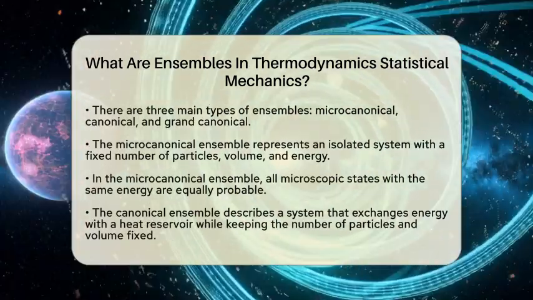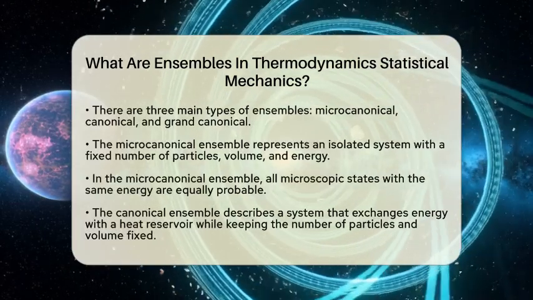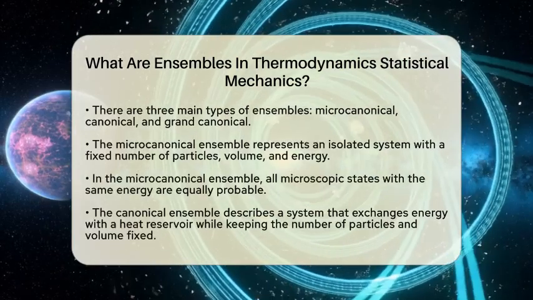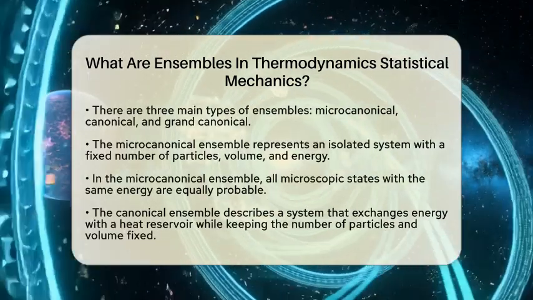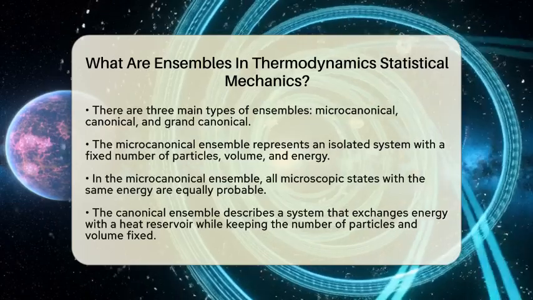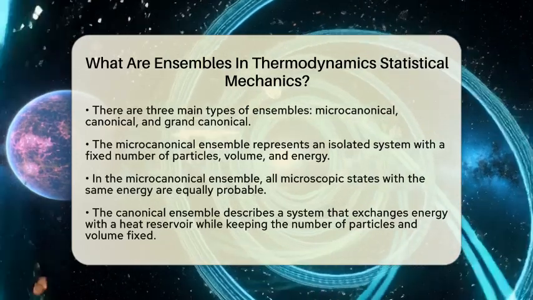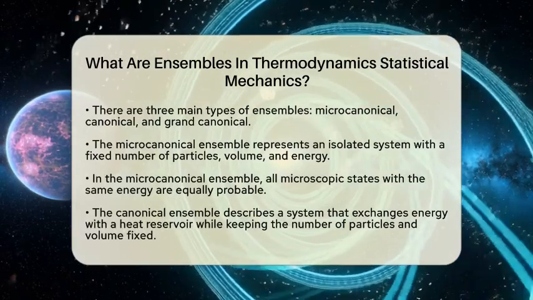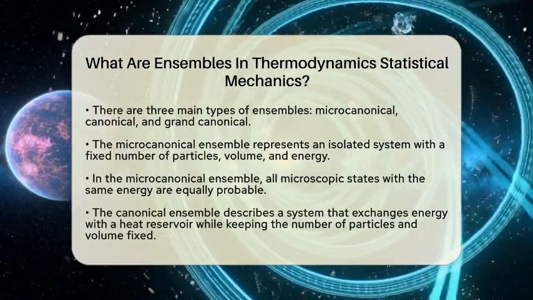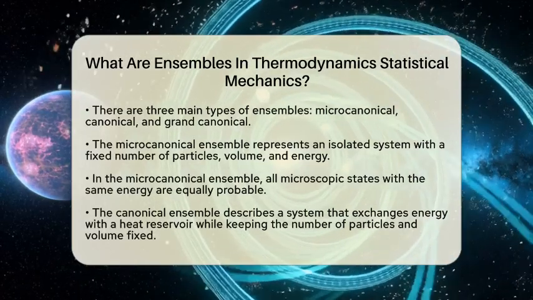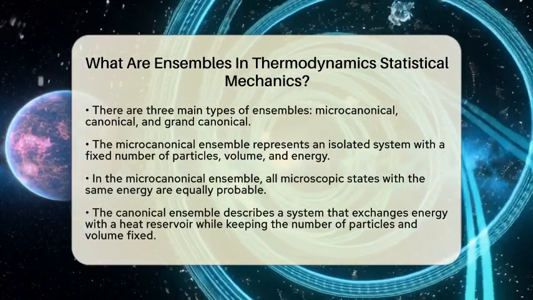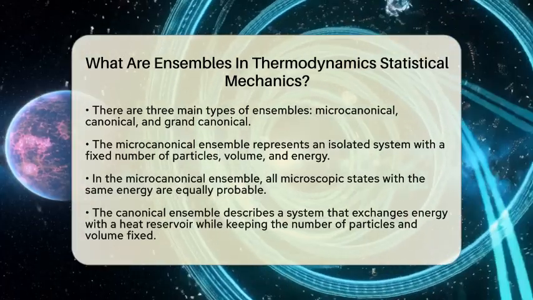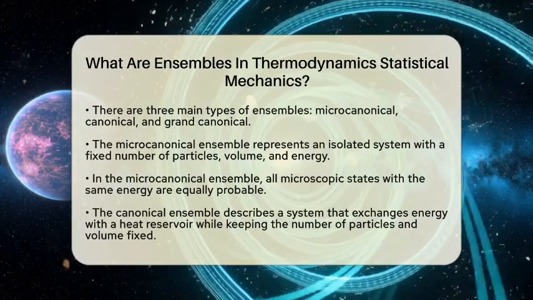There are three main types of ensembles that scientists commonly use, each suited for different situations. The first is the microcanonical ensemble. This ensemble represents an isolated system with a fixed number of particles, a fixed volume, and a fixed total energy. Since the system cannot exchange energy or particles with its surroundings, every microscopic state with the same energy is equally probable. This ensemble is perfect for modeling systems where energy is conserved and unaffected by external influences.